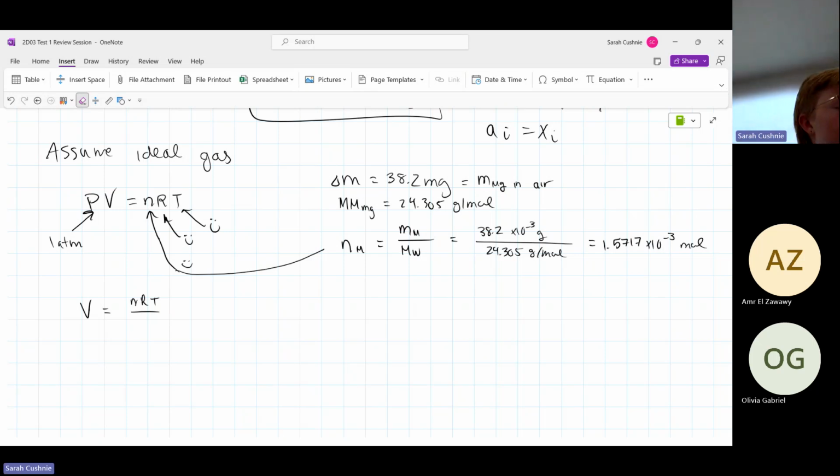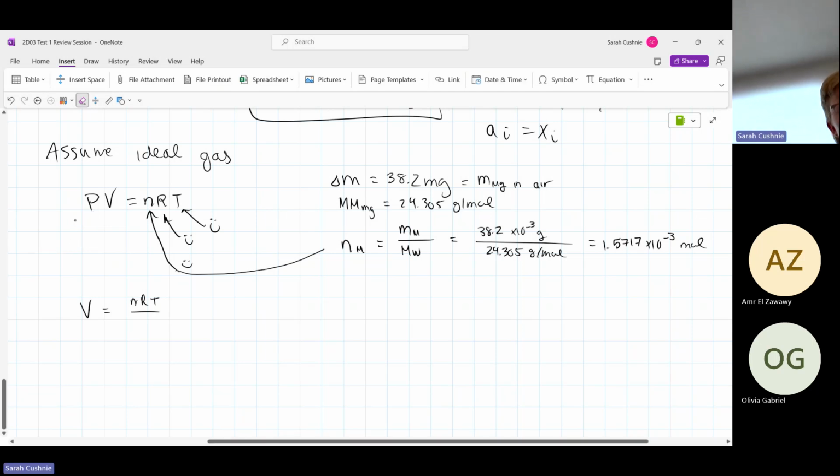So we calculated N of magnesium, but we're trying to find P. We're trying to find this. Sorry for me being all over the place. My notes are all over the place. We want to find P of Mg, which is equal to what? But before we can find that pressure, we need to calculate what the volume is that it's going into.